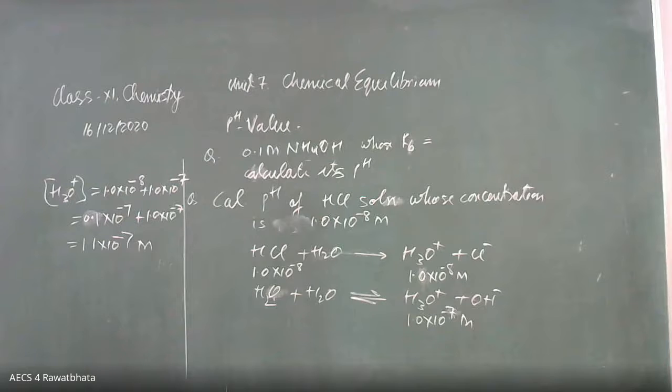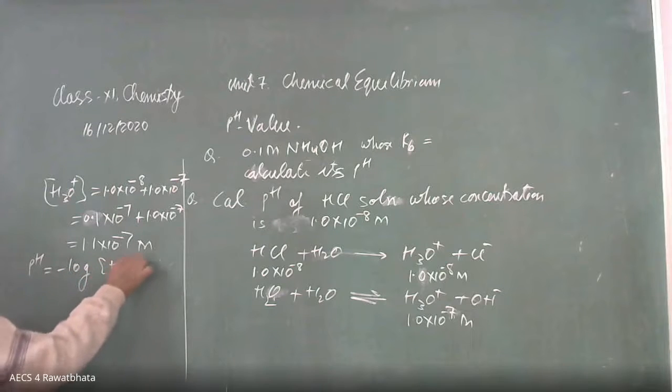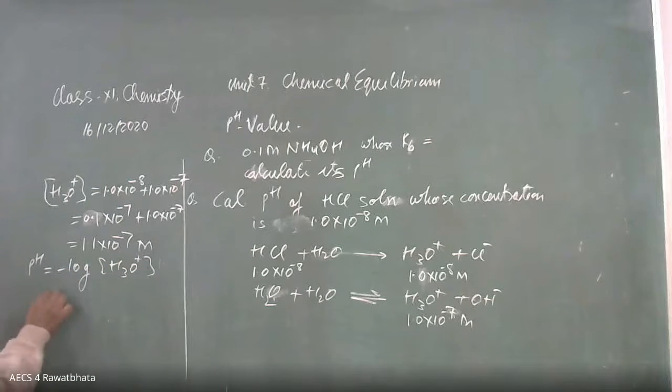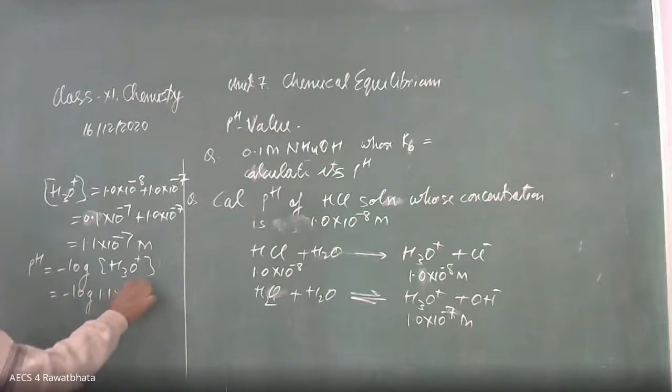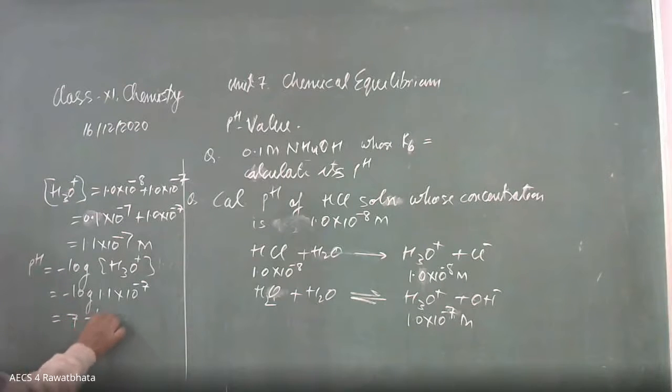Okay, beta? Now we can calculate its pH. This will certainly come below 7. So pH is equal to minus log of H3O+ ion concentration. This is equal to minus log of 1.1 × 10^-7. This is equal to 7 minus log 1.1. Okay, beta? This is equal to 7 minus, yes, Tanmay, please tell.